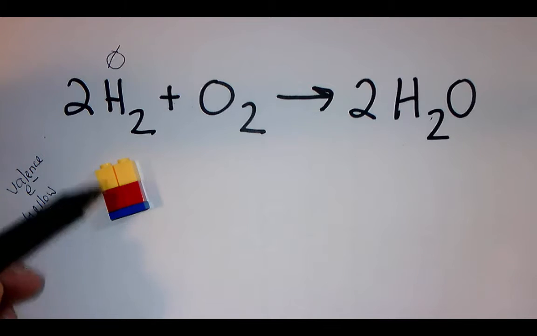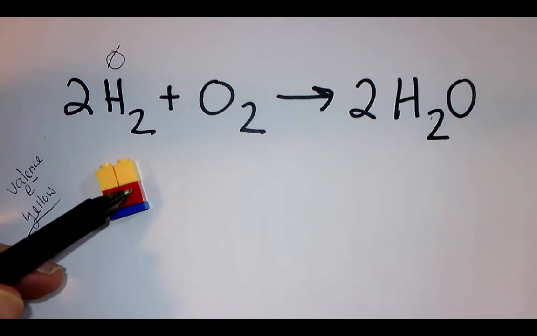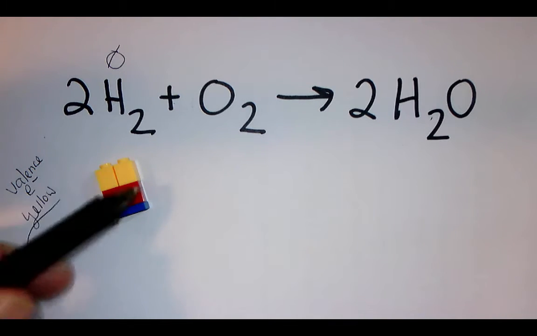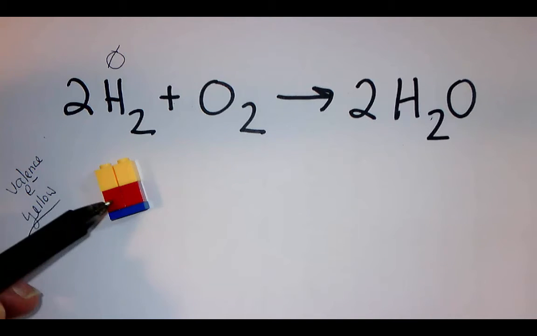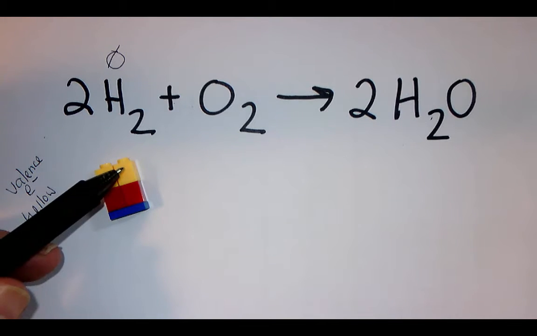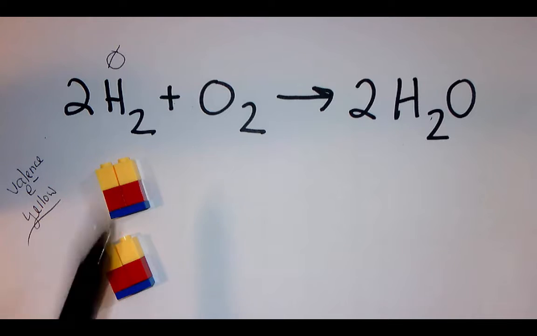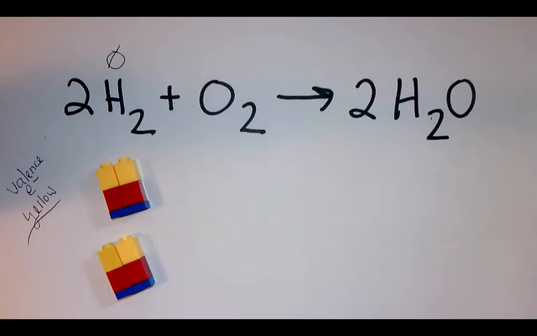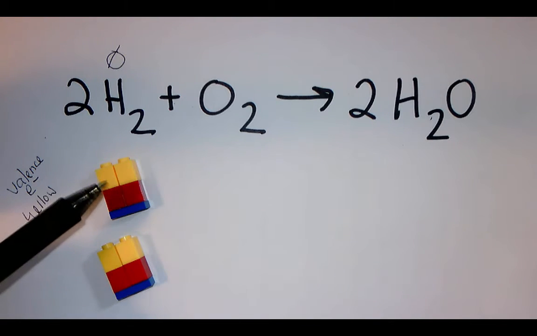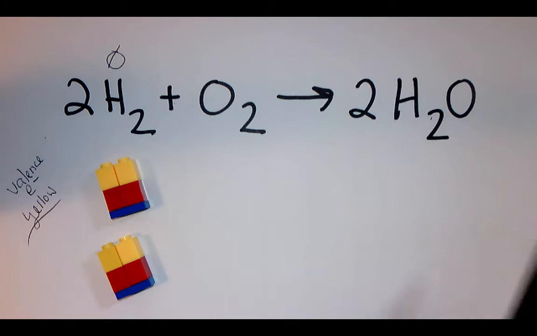So every electron is directly coupled with its original nucleus. Nothing's changed from that. The 2 out front here just means that we have 2 of those, and we're going to need that there for balancing. But that's not really critical to what we're doing here. We're really just looking at these electrons and where they are and where they're not.